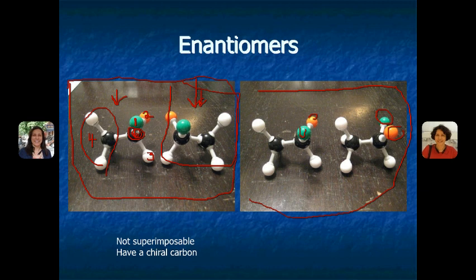Either both the green ones are pointing to the front and both the orange ones are to the back, like we see in the situation on the left side, and then on one molecule they're on the left and on the other one they're on the right. Or, if they're both on the same side, then one is in the front and the other one is in the back.